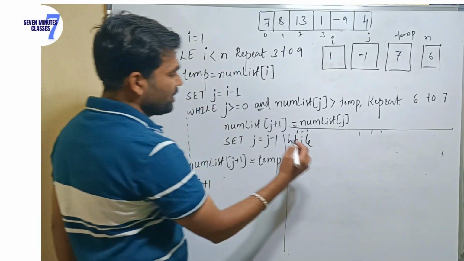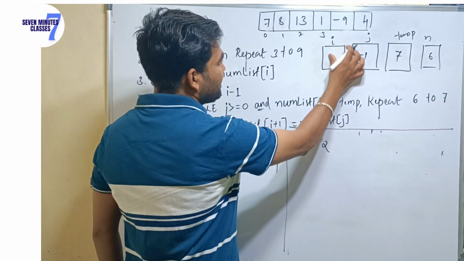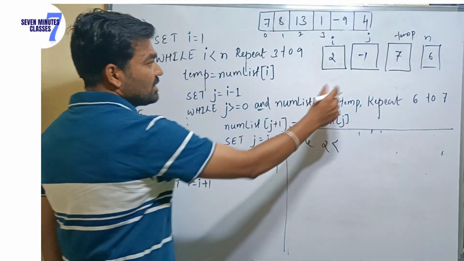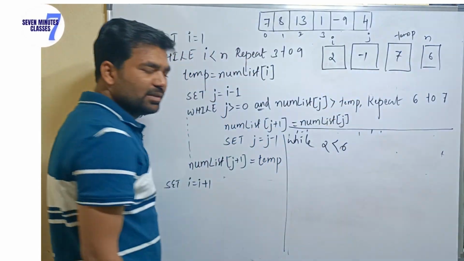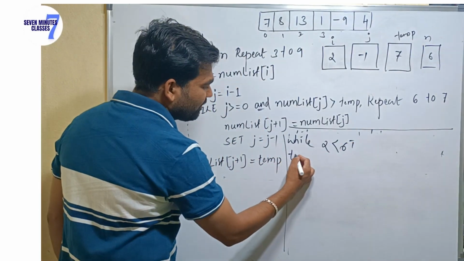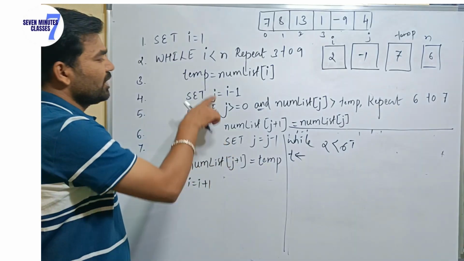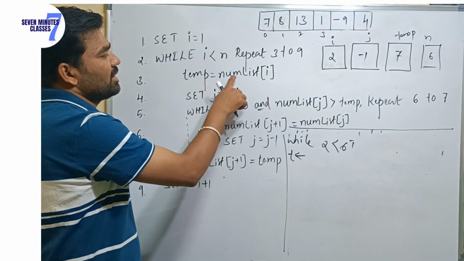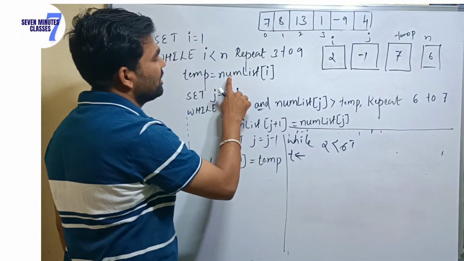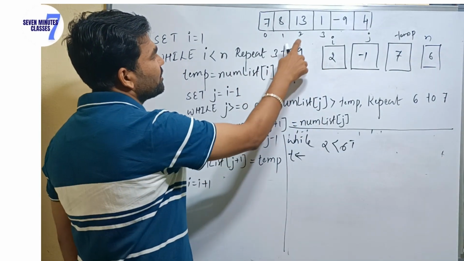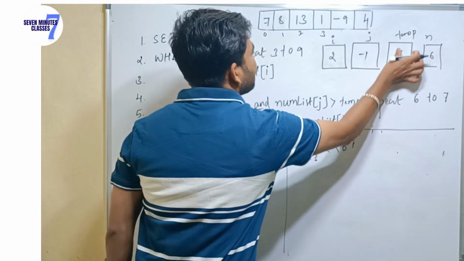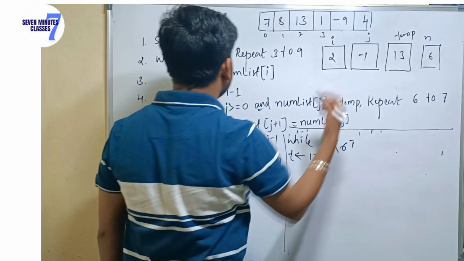Come back to this. i is now 2. Let me change the value of i. That is 2. 2 is less than n. What is the value of n? 6. Yes, it is true again. Okay, inside, again I will calculate temp. So I write temp equal to num list of i. Now the value of i has changed. That is 2. Num list of 2. What is num list of 2? 13. So 13 goes to temp. So the temp value is changed from 7 to 13.